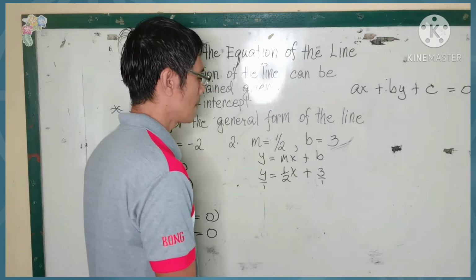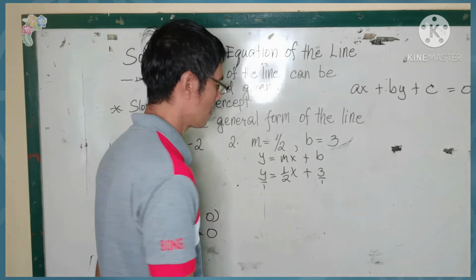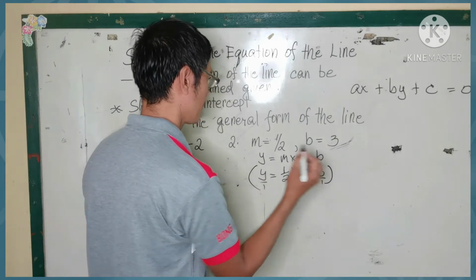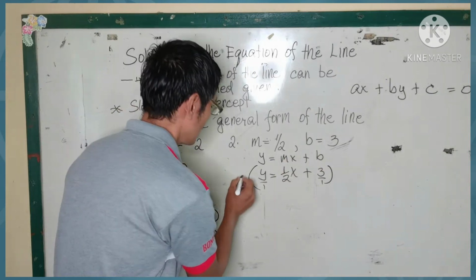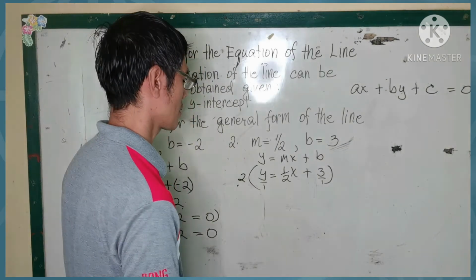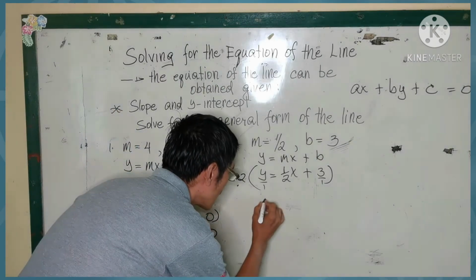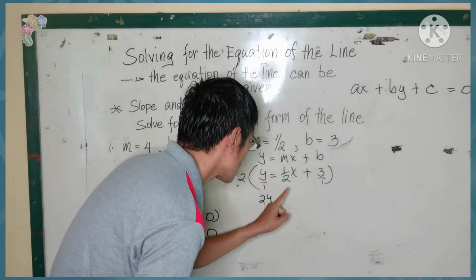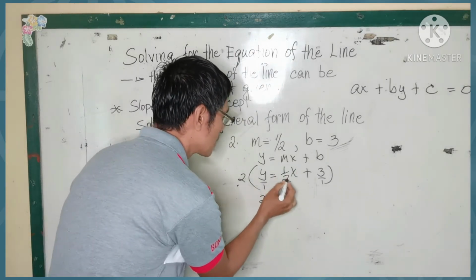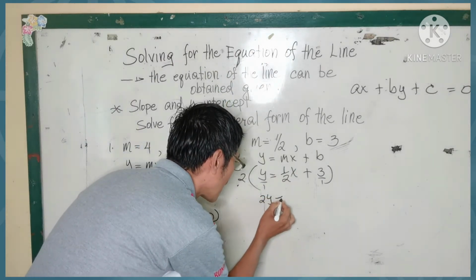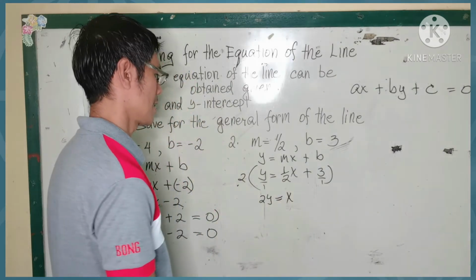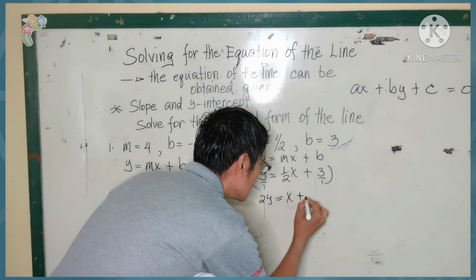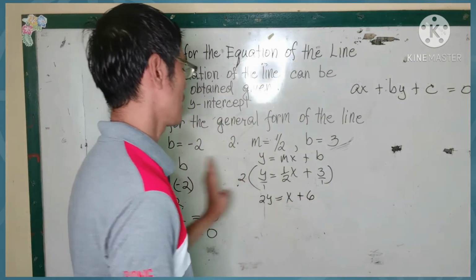The LCD of 1/2, 1 over 1, and 3 over 1 is simply 2. So multiplying 2 to all the terms, we get 2 times y, we have 2y. Then 2 times 1x over 2, cancel natin yung 2, ang matitira ay x. Then we have 2 times positive 3, we get positive 6.